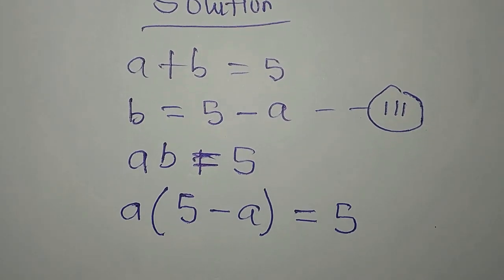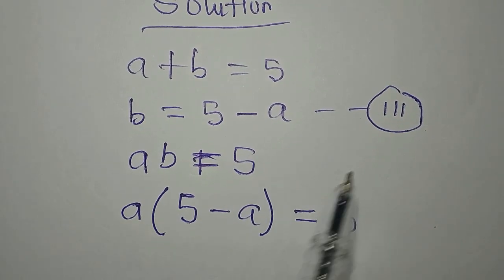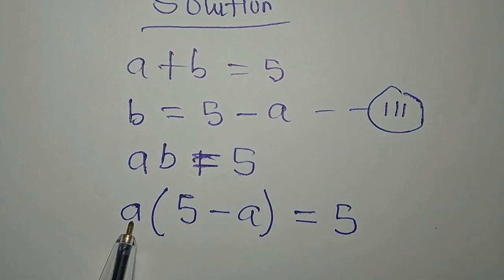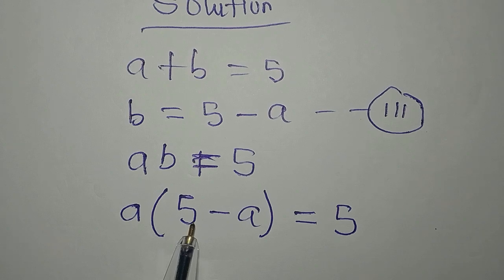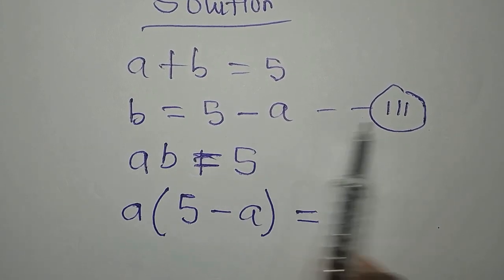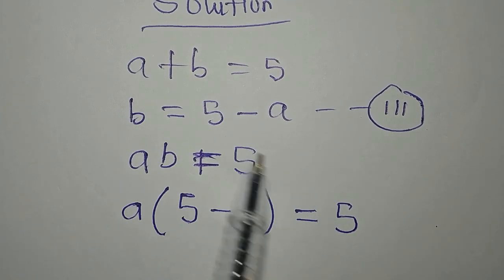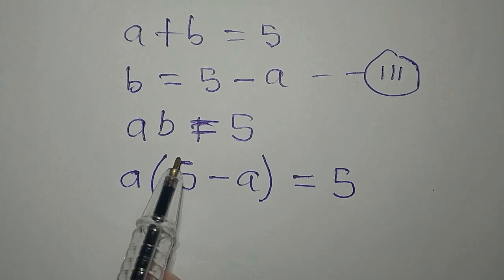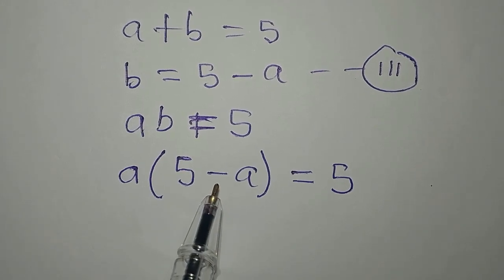So what am I doing? Our equation 2 is ab equals 5, right? So this a is coming out, and b now is 5 minus a. We obtained this third equation from equation 1, so it has to be put into equation 2, right?